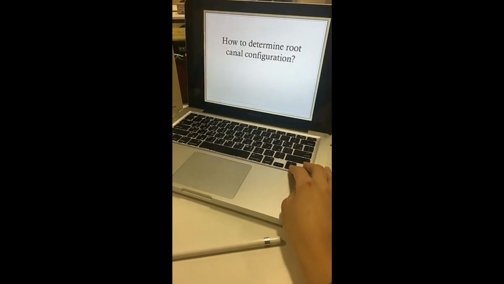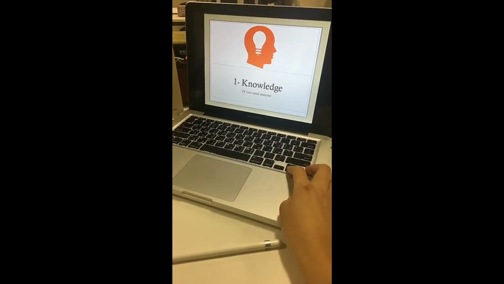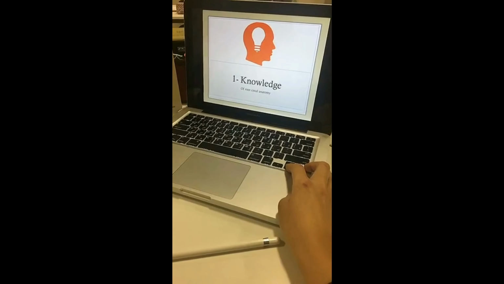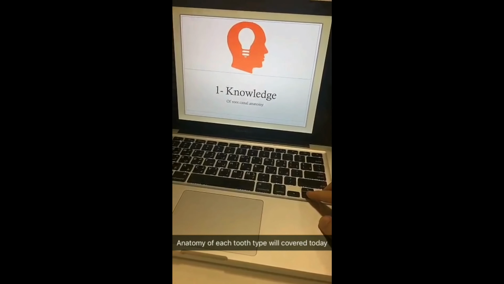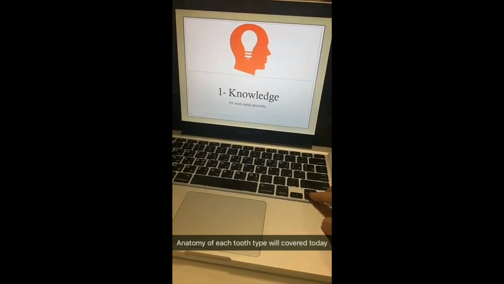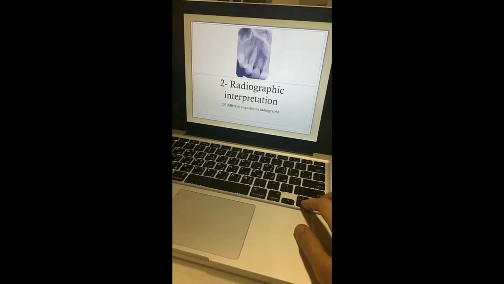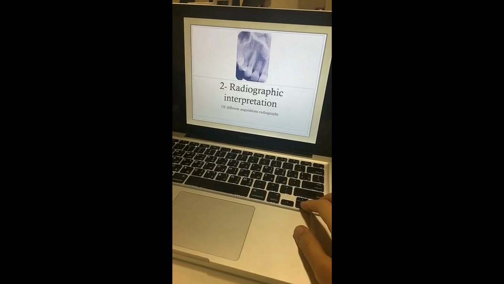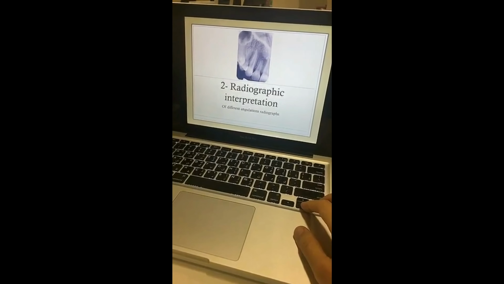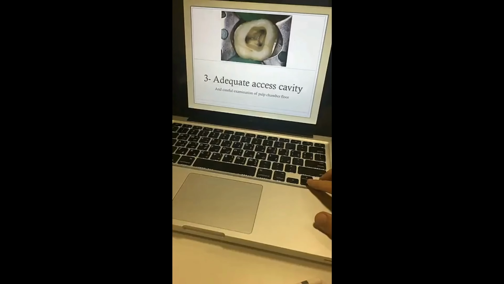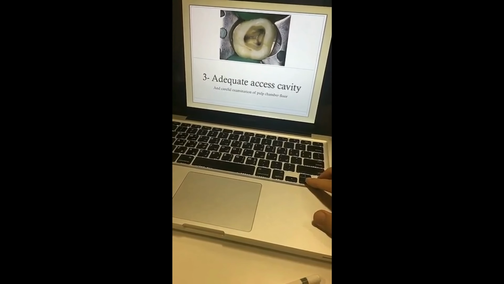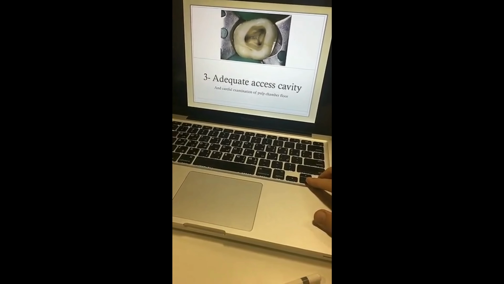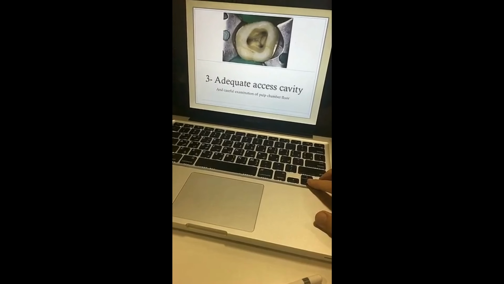Coming back to the very important question, how to determine root canal configuration? First, with a knowledge of root canal anatomy. Knowledge of the anatomy of each tooth type is very important, in addition to the pre-access analysis we talked about. The second point to determine root canal configuration is by careful radiographic interpretation. And the last but not the least point is when you open an adequate access cavity and do a careful examination of the pulp chamber floor.